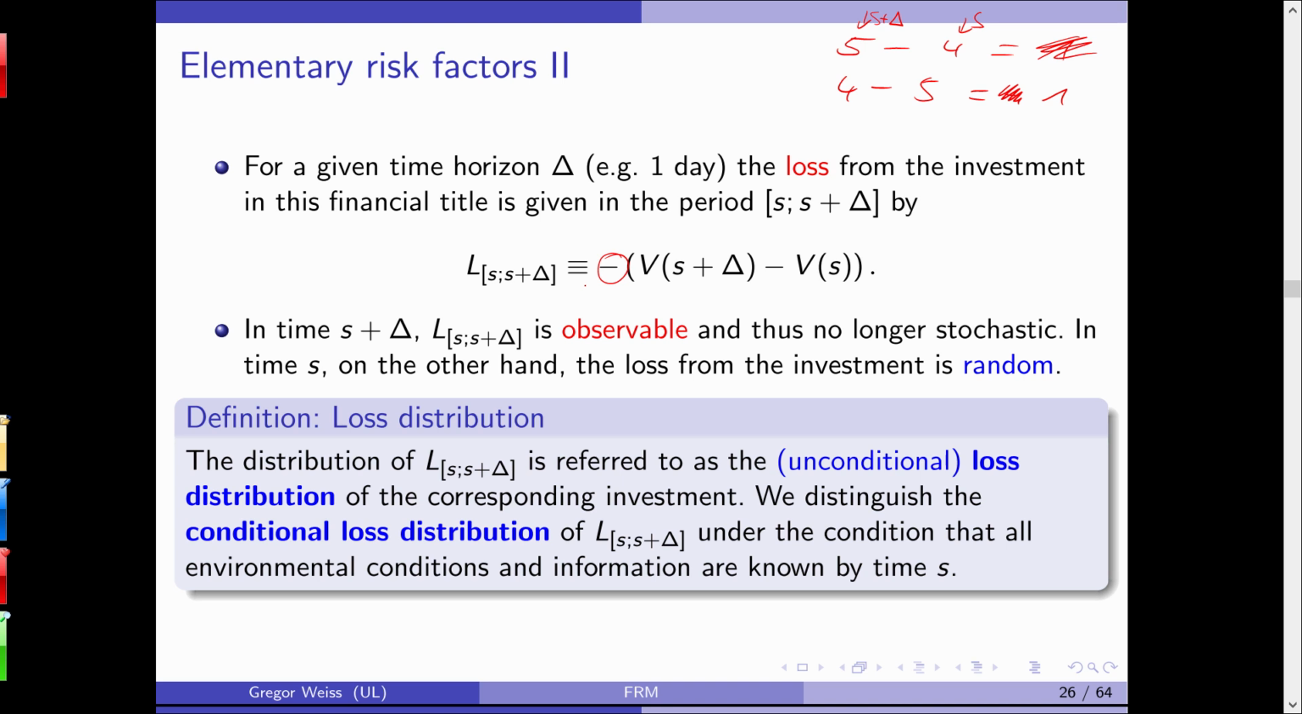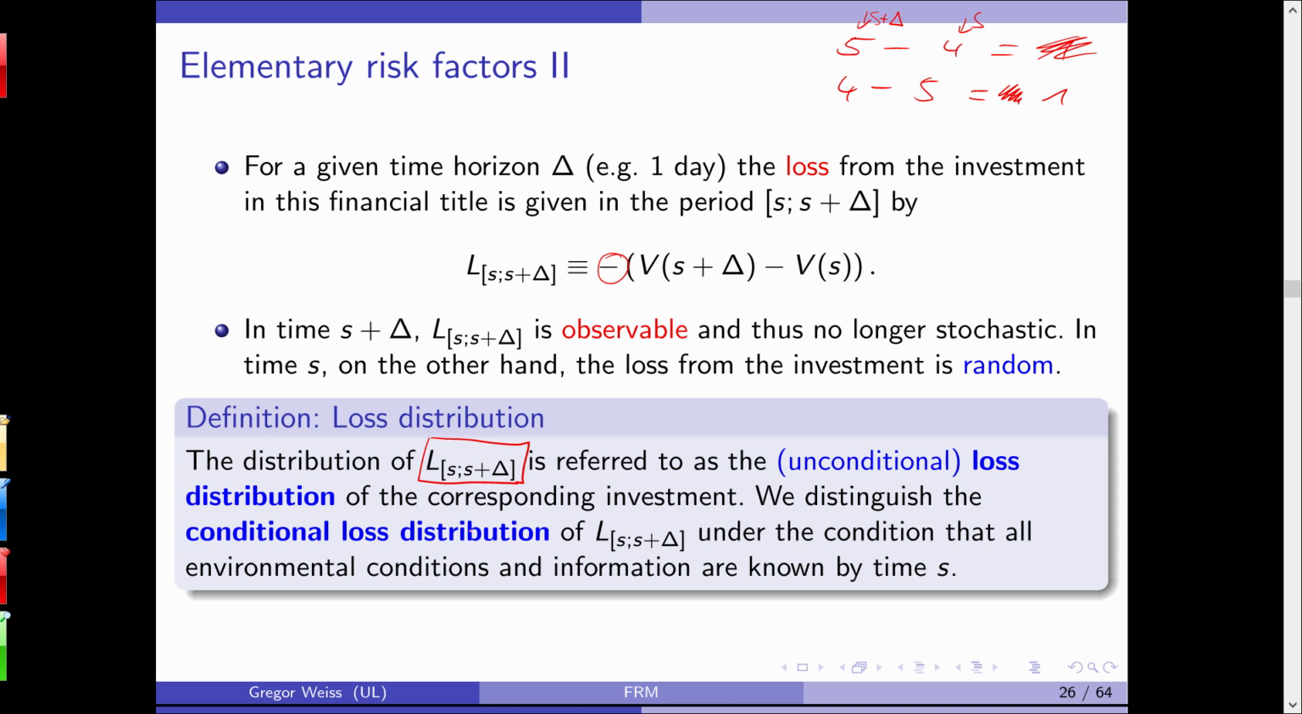Now a loss will be a positive number, a profit will be a negative number, or we could also just set it to 0 because we are only interested in modeling losses. At time S plus delta, this loss is observable and no longer stochastic. At time S, however, the difference in the value is stochastic and the loss is random. So this is our loss distribution. L from S to S plus delta is the loss distribution.